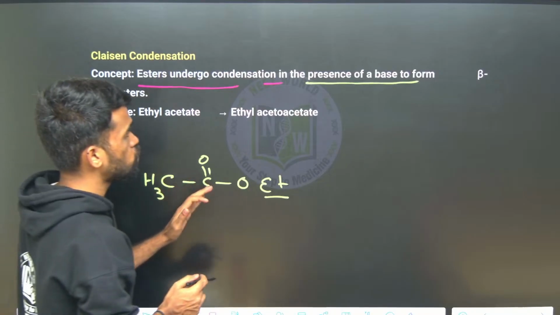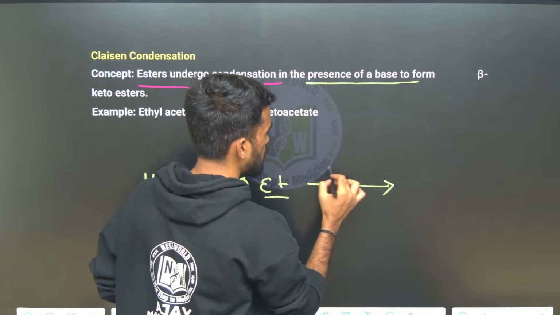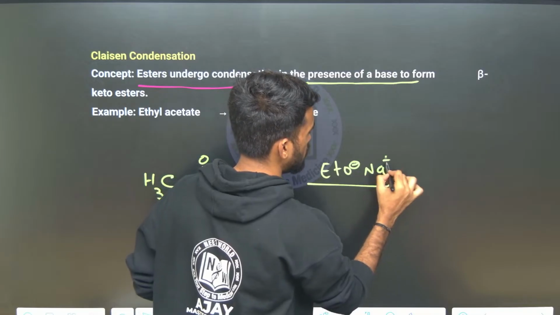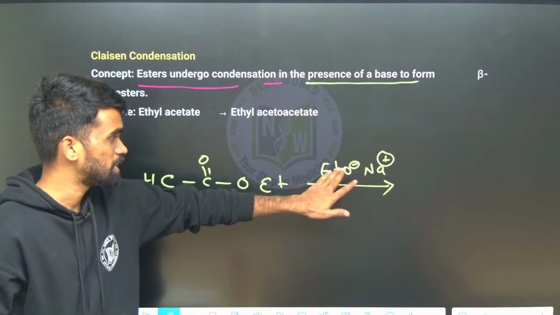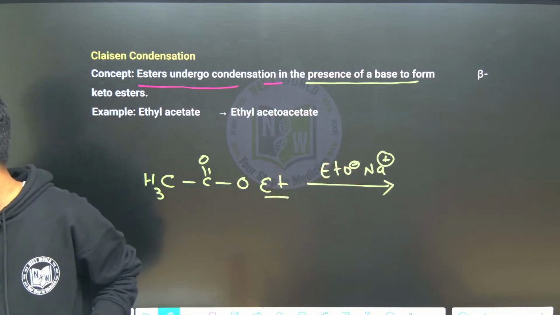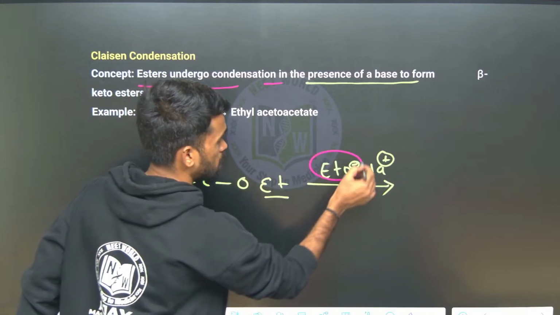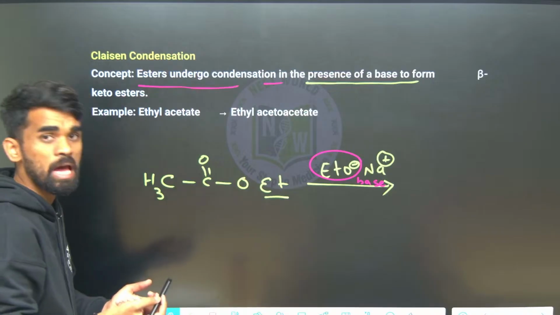So this should be treated with a base. I am taking sodium ethoxide, EtO minus Na plus, as the base here. Et means ethyl group, so this is the ethoxide ion, sodium ethoxide. So now what happens? The base abstracts an acidic proton. So where do we have the acidic proton?